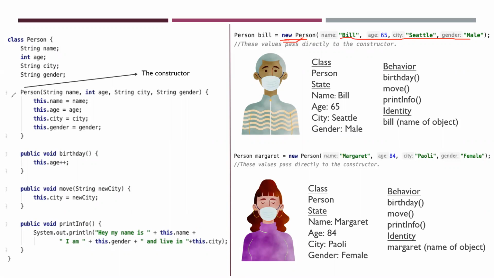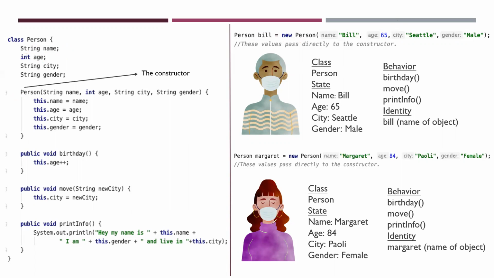So here we say new Person. Okay, what's it going to do? It's going to go right into this, and it's going to pass these into the Person constructor. And this is how it makes an object. It has to call the constructor. So it's going to say this.name equals name. That means it's setting the name of the Bill object, so the Bill object's name is going to be Bill. this.age equals age, that means his age is going to be 65, city Seattle, and gender male.